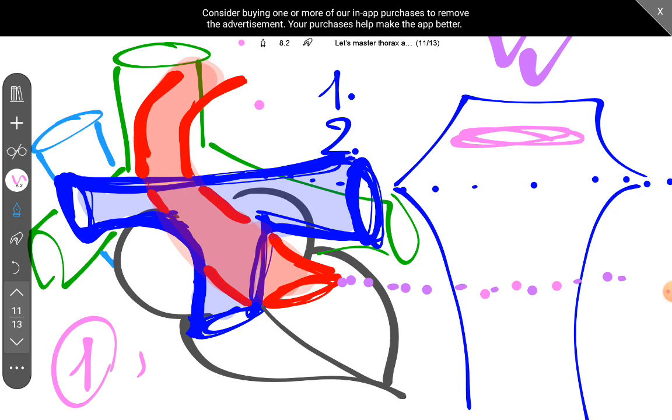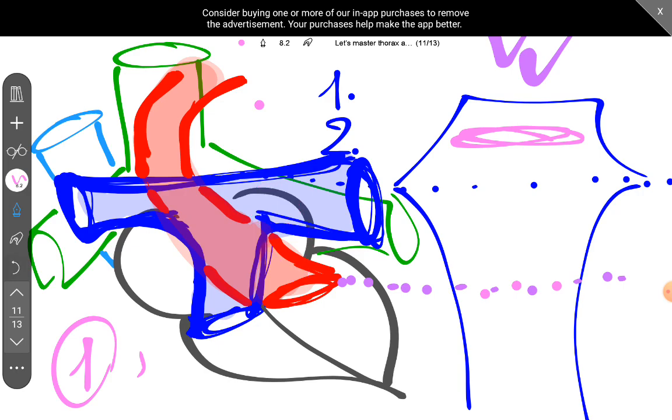On the right side, I can see here the superior vena cava and the right atrium and its auricle. On the left side, I can see here the left atrium and its auricle beside the pulmonary trunk itself, which goes to the left side.